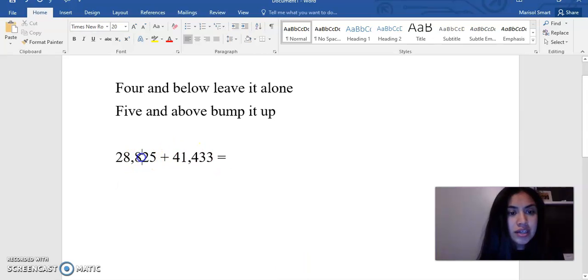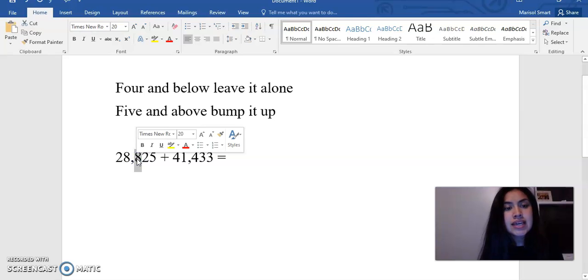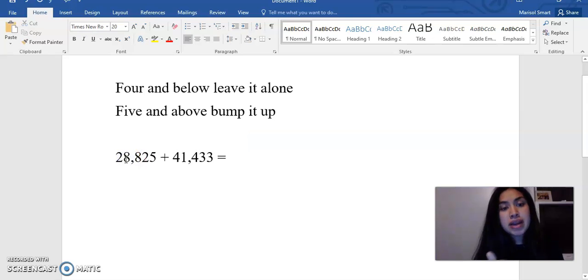So this is the thousands place right here, the 8, and next to the 8 is the hundreds. So we're going to pay attention to this digit when rounding. This digit 8 is greater than 5. So that means I'm going to bump up my thousands by 1. So that gives me my new number of 29,000.